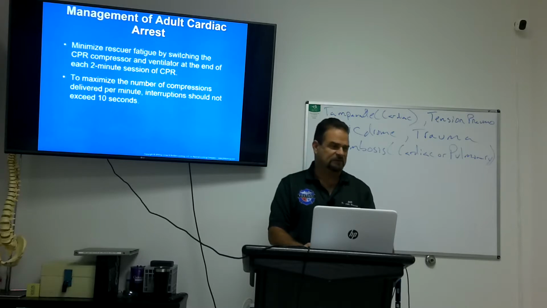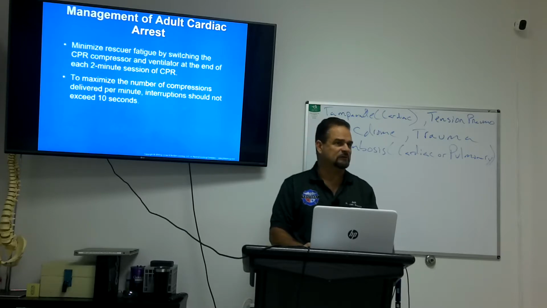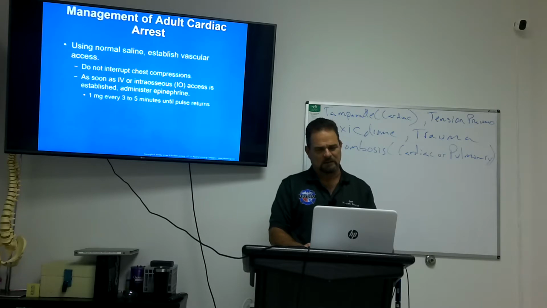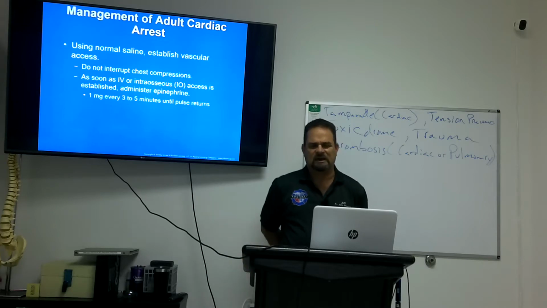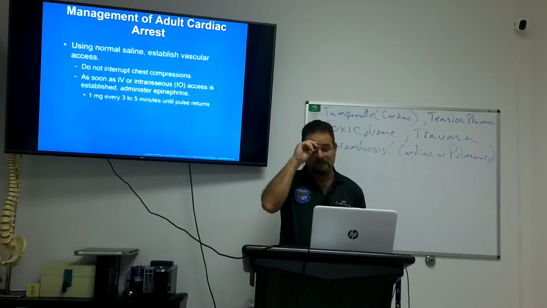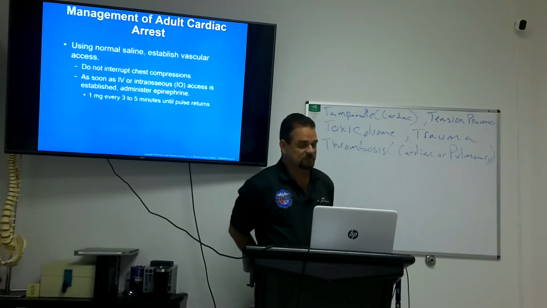So if you have somebody that says, no, don't do CPR, I'm trying to intubate, tough. You're going to have to learn to intubate while somebody's doing chest compressions. Plain and simple. Use the normal saline, attempt to establish vascular access. If you're unable to establish IV access, then establish interosseous access using an adult IO system. Vascular access should be achieved without interrupting chest compressions.